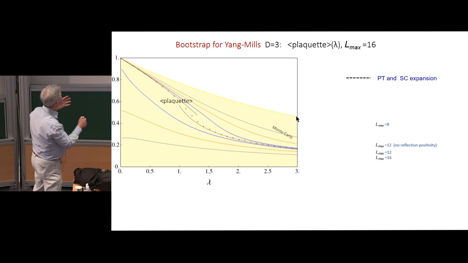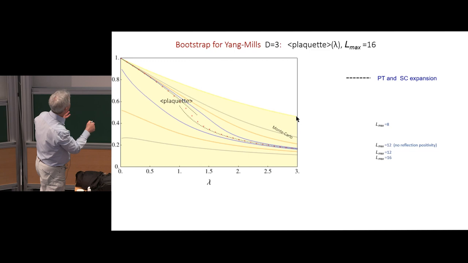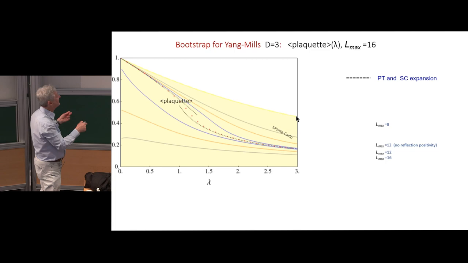Again, it works for sufficiently strong couplings or sufficiently small. Here is the coupling. This is the plaquette average. It works quite well. Of course, somewhere near the phase transition or crossover, I don't remember, probably it's a crossover area from weak to strong coupling regime, it works worse.